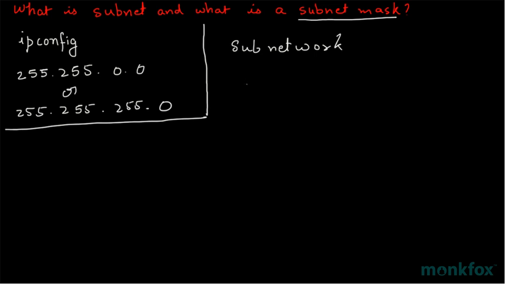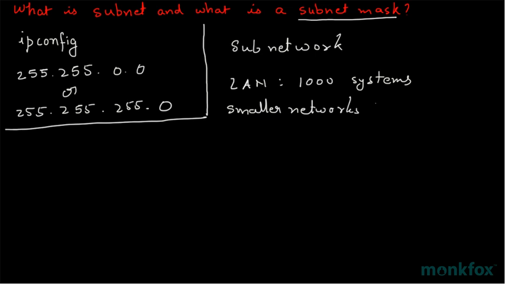For example, suppose there is an organization with a LAN which has 1000 computer systems. Since the number of systems is too high, the organization might choose to divide the whole set of systems into different smaller networks of, say, 100 systems each. Each of these smaller networks will be called a subnet. So a subnet is nothing but a smaller network which is part of the bigger network.